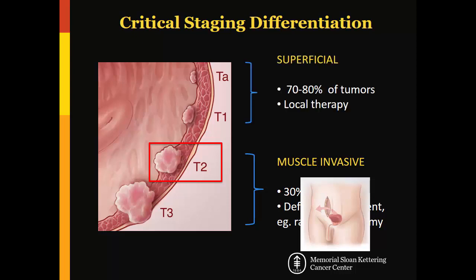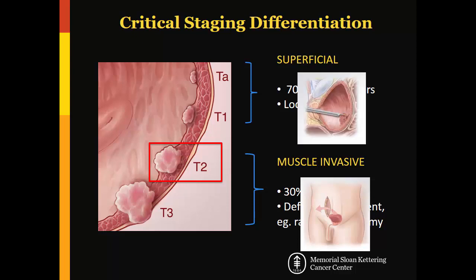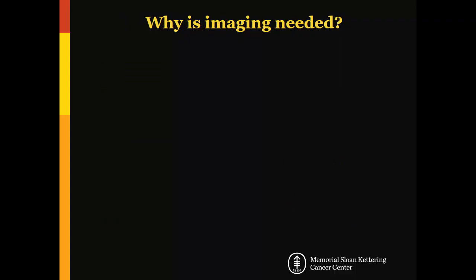If you have a T1 cancer or below, these are the ones that we're going to categorize as superficial bladder cancers. They're the vast majority of bladder tumors, 70 to 80% of them to be precise, and they're the ones that are usually treated with local therapies, most often transurethral resections, alone or in combination with intravesical instillation of BCG or other similar substances.